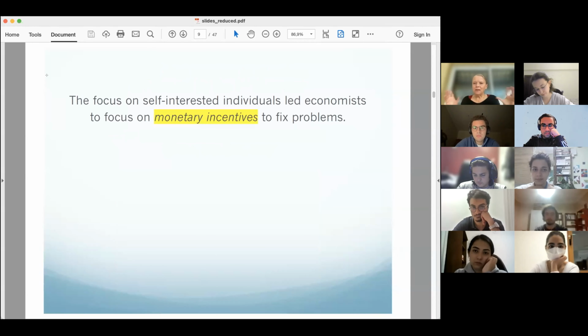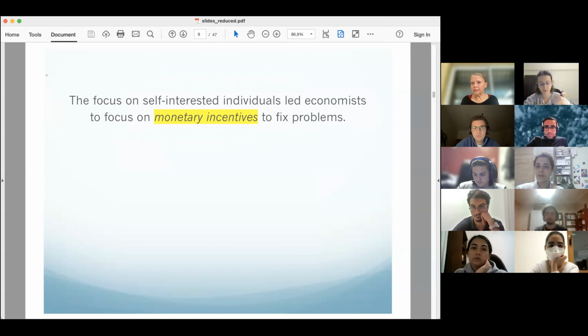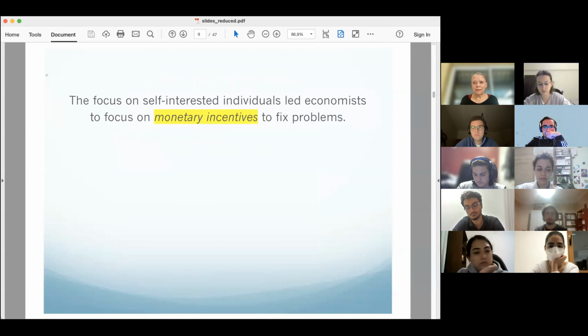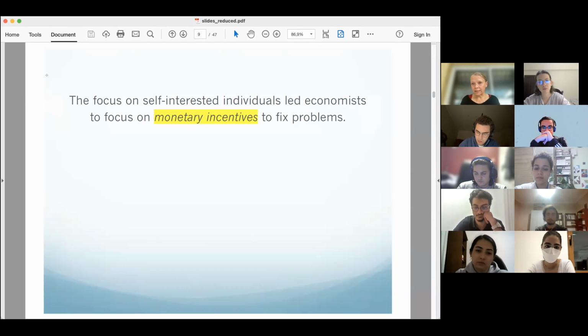Okay, so because of this tradition of thinking of consumers or individuals, employees, for example, as being only interested in their own material self-interest, the economists who in the 1970s, 1980s, 1990s thought of ways to address these sources of inefficiencies, they still had in mind the home economics model, the selfish home economics model, and therefore their response was to focus on solutions based on monetary incentives, right?